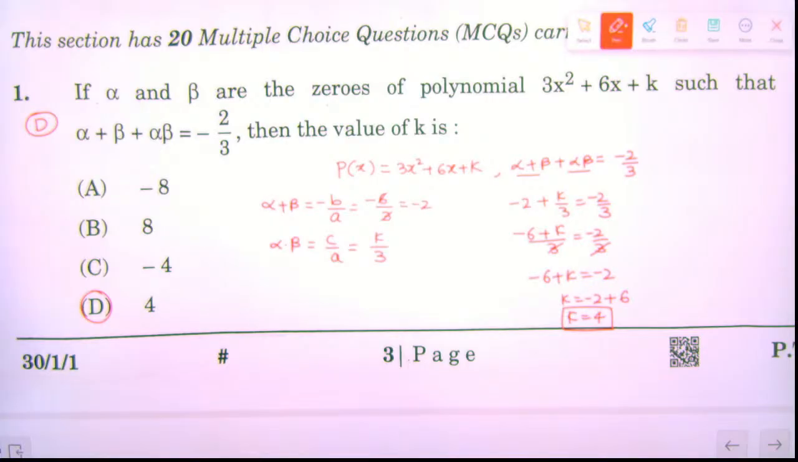Hope you can see the board better now. There is no fluctuation now. I think now you can see it better, all of you.